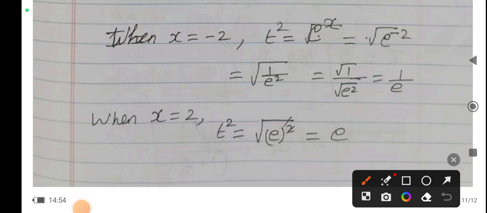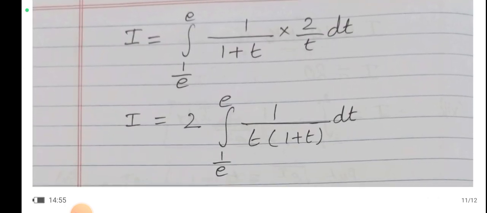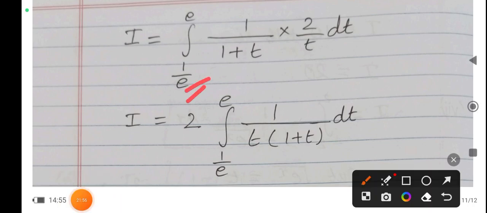What all did we get? Root over e power x, at x equal to minus 2, root over 1 by e square, root 1 by root e square, cancel. Same way you do for t square, x equal to plus 2, you substituted now, then we are getting it as e. Substitute this value. Did you understand what we have done? The x value we substituted in that, irrespective of t, and we got this 1 by e and e. 2 you keep outside.